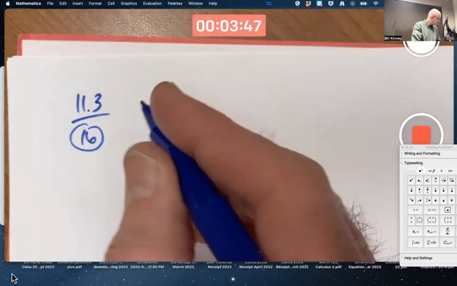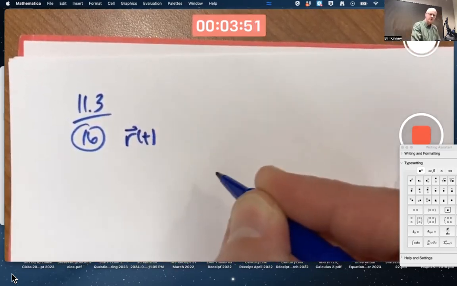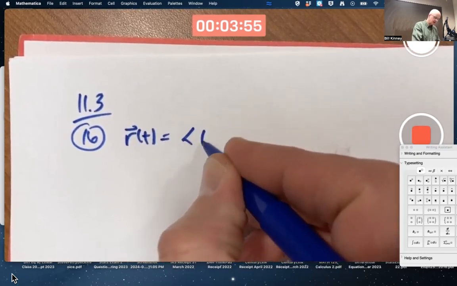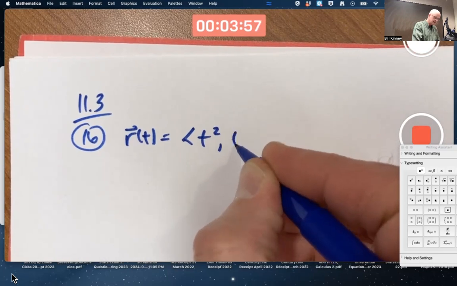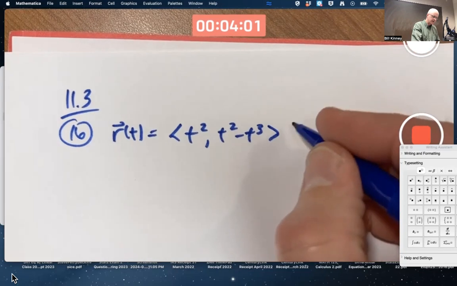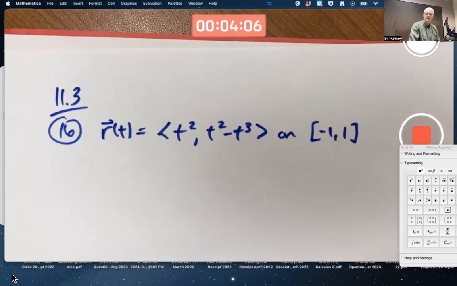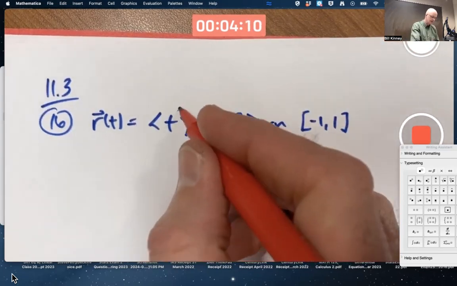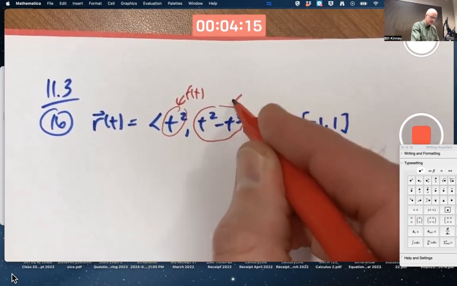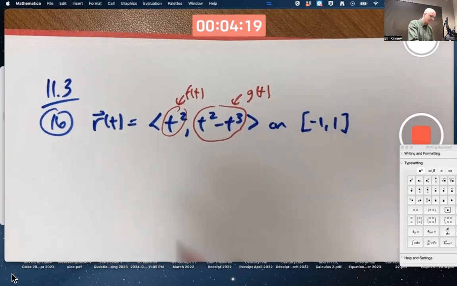We've got a vector valued function, r of t, whose components are t squared and t squared minus t cubed. And the interval in question goes from -1 to 1. That's the time interval. So this is f of t, and this is g of t. Let's do both what we can by hand and Mathematica.